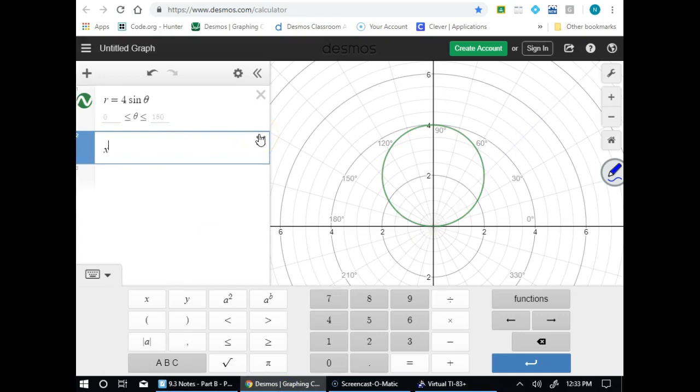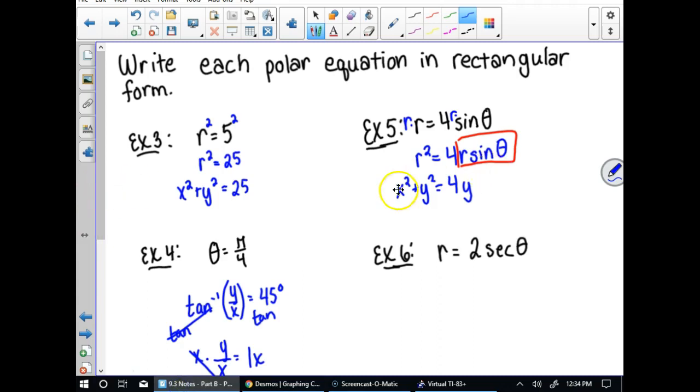So x squared plus y squared equals 4y. And you'll see that those are both the same circles there. So those work out very nicely in that case. Desmos makes these problems so much easier than without, especially when they're multiple choice, because you can type a lot of them in. Okay, questions?